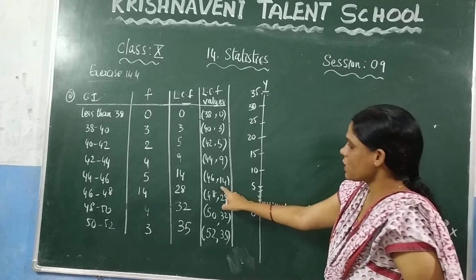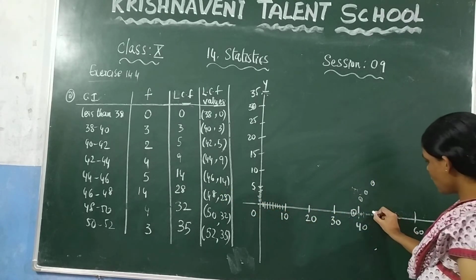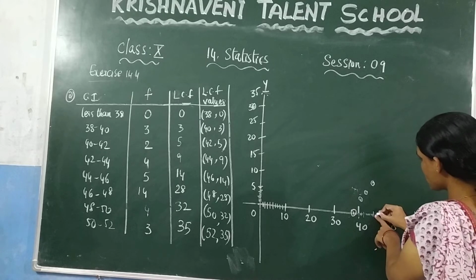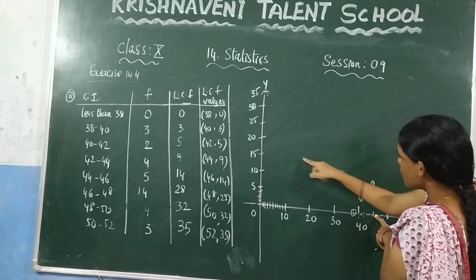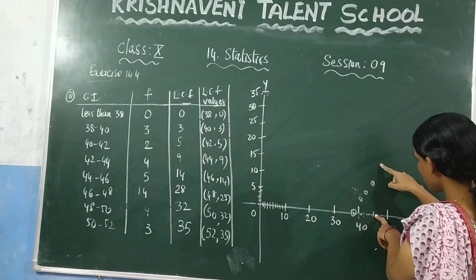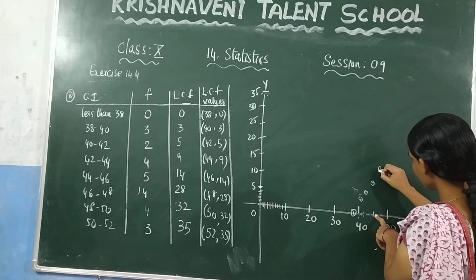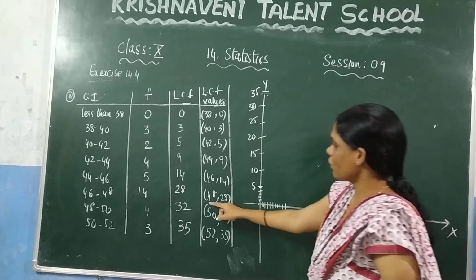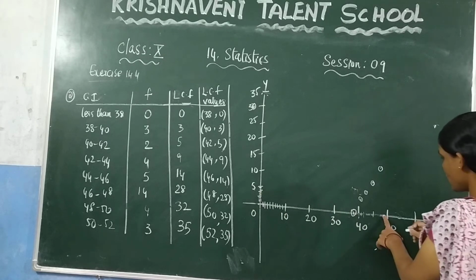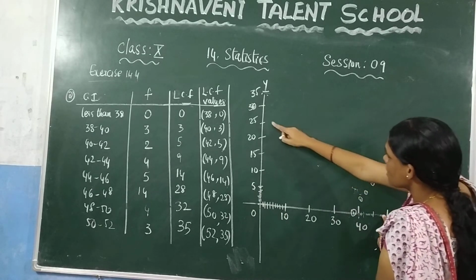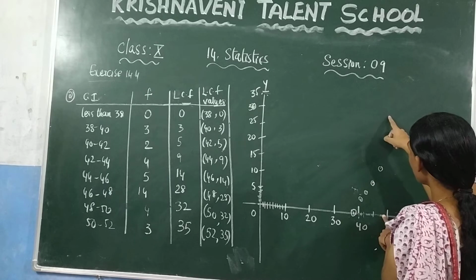And after that 46 and 14. In the middle 45 will be there, and after that 46 and 14. And 14 will be somewhere here, right? So 46 and 14. And after that 48 and 28. 48 is somewhere here, and 28 is here, right? 48 and 28.